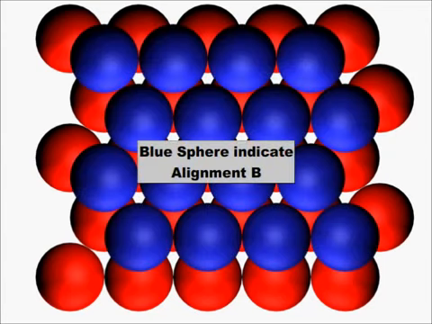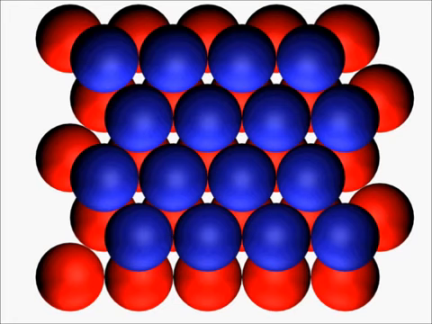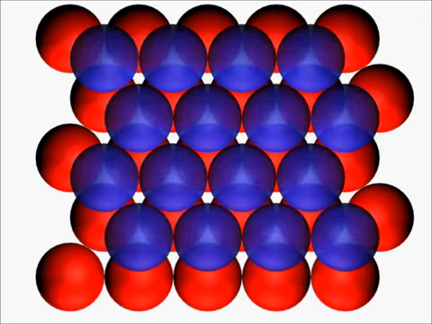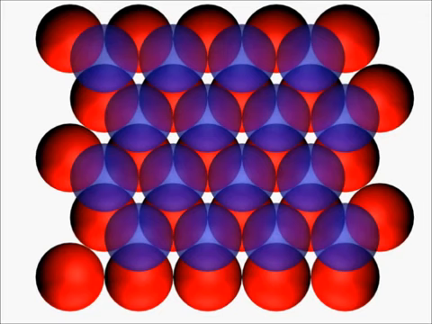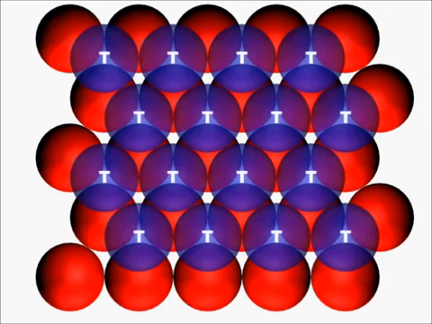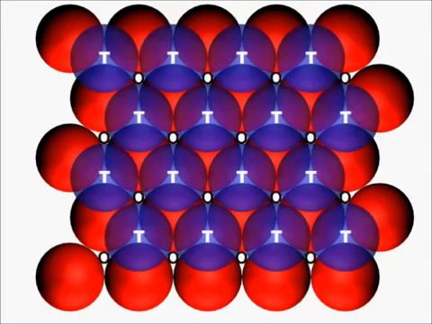The spheres of the second layer are blue in color, which indicate that this layer has different alignment, and this alignment is called B. We can no longer see all the void spaces created between the two layers. In order to overcome this problem, we will make the second layer transparent. Now we can clearly see the two different types of voids created by these two layers. These are called tetrahedral voids, marked by the letter T. And these are called octahedral voids, marked by the letter O.